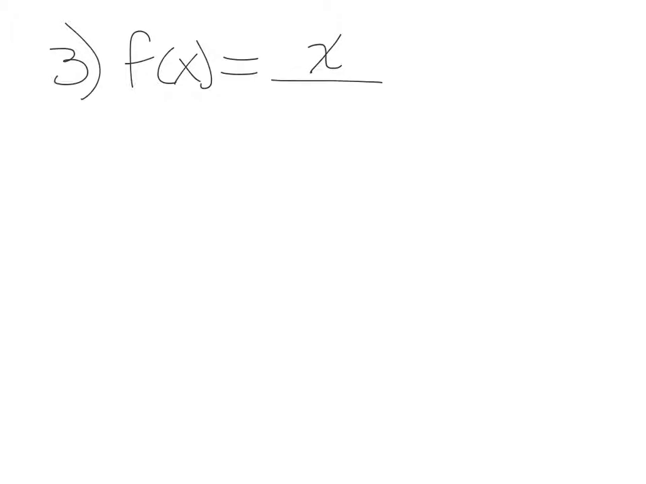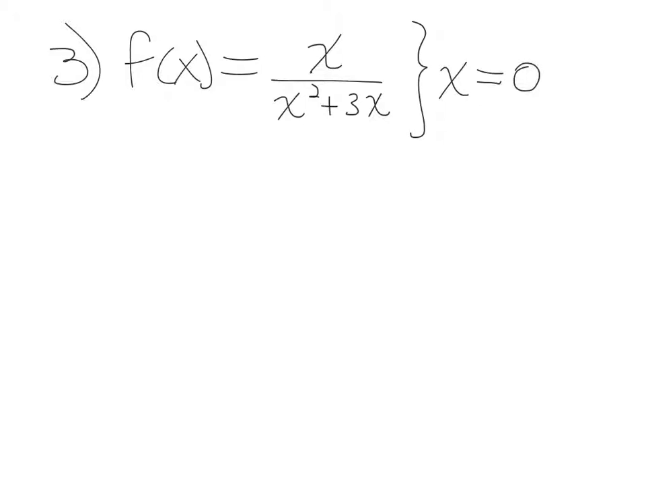Okay, the third scenario is when you have, number 3, f of x equals x divided by x squared plus 3x. And I'm just coming up with these examples, okay? So, I want to know what's the behavior at x equals 0.